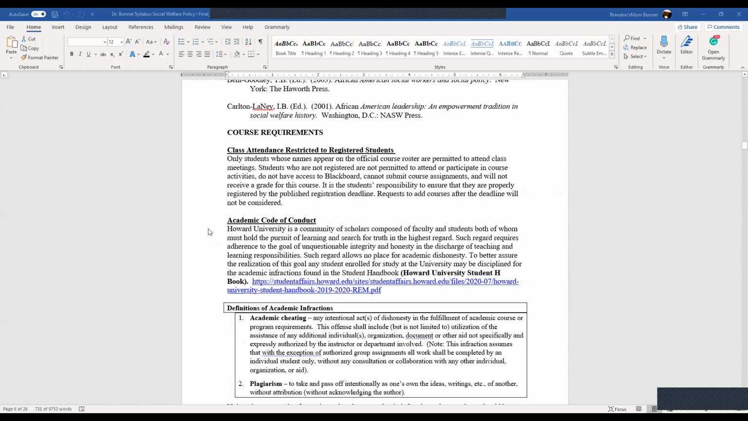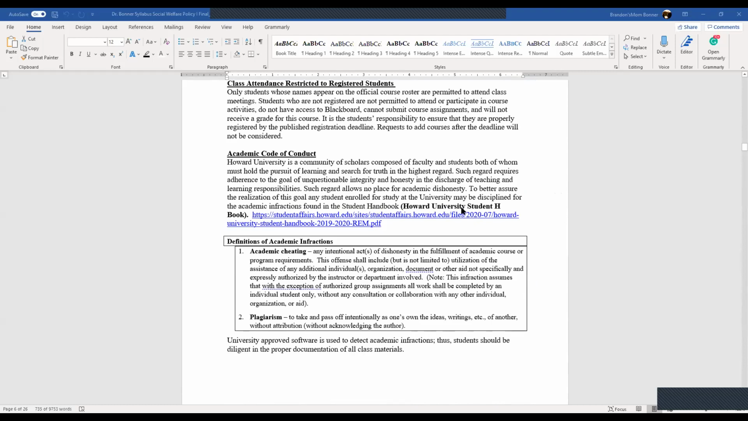Obviously, this class is restricted to registered students, and we do follow the academic code of conduct. Plagiarism is a huge no-no. And I like to tell people it's not just the cheating, but when you plagiarize someone else's work, you are stealing their intellectual content. And that's a terrible thing on both sides, right? You are coming to school, and my hope is that you are here to build your own capacity for generating written materials, presentations, learning to engage yourself, and all of that hard work.